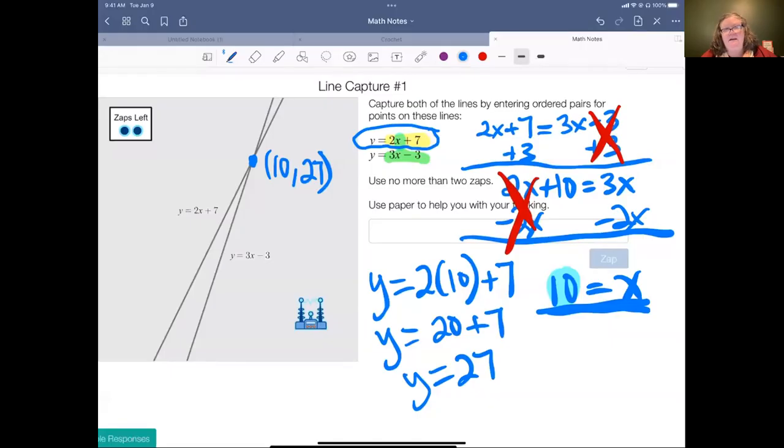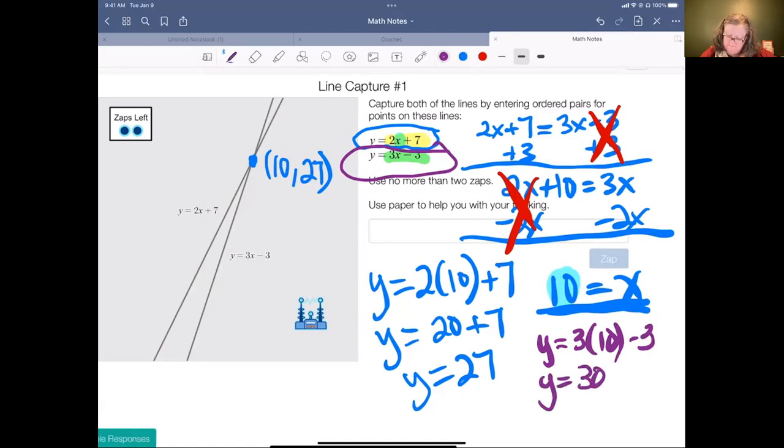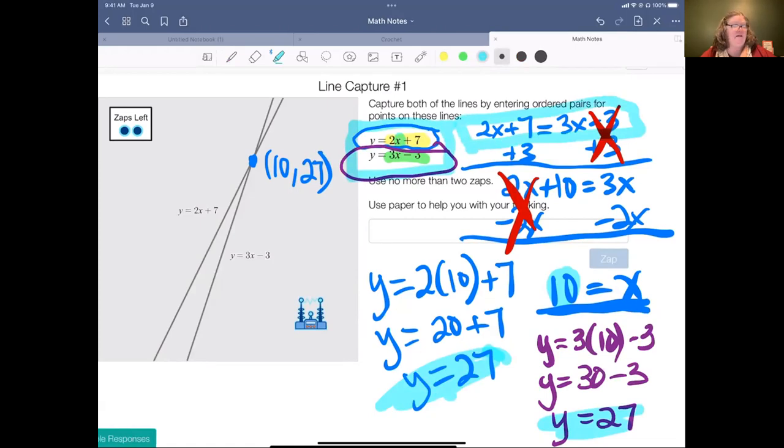Before we move on to the next slide, I just want to show it doesn't matter which equation I chose. Once I use substitution and I say that 2x plus 7 is equal to 3x minus 3, and I found the x, I could have used the second equation and plugged my x in and still found the same y. Let me just prove it to you. y is then equal to 3 times 10 minus 3. 3 times 10 is 30, and 30 minus 3 is equal to 27. So both of them ended with y equals 27. And we use the combining of these two, making them equal to each other, to find the x term.